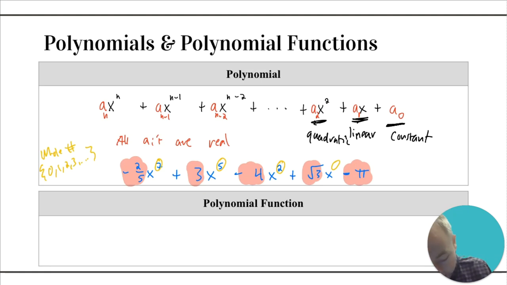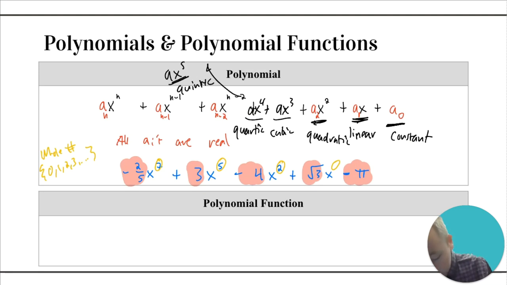So if there was appearing here an ax to the third term, then that would be the cubic term. And then if there's an ax to the fourth term, that would be known as the quartic term, like 4 quarts in a gallon. I'm out of room, so imagine that there was an ax to the fifth term. That would be known as the quintic term.